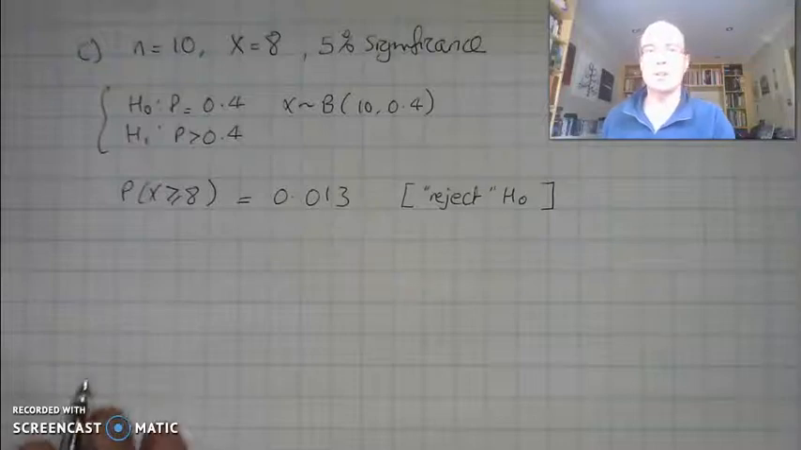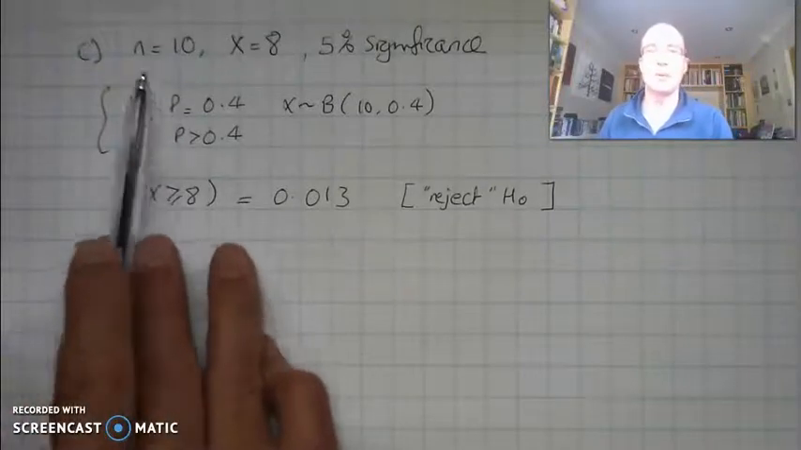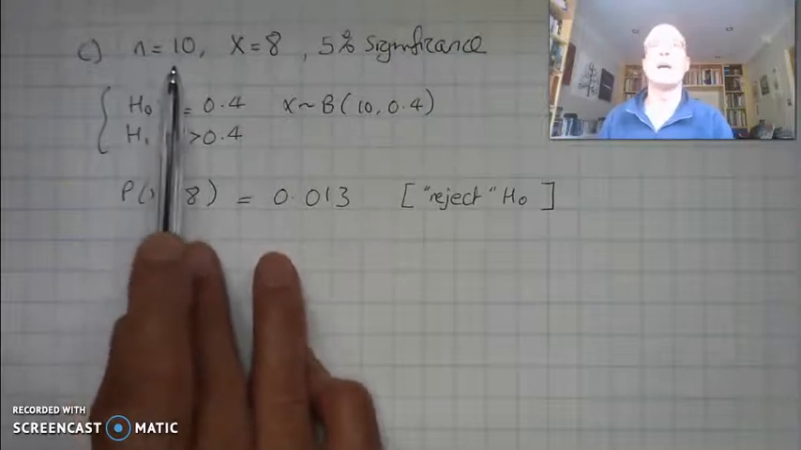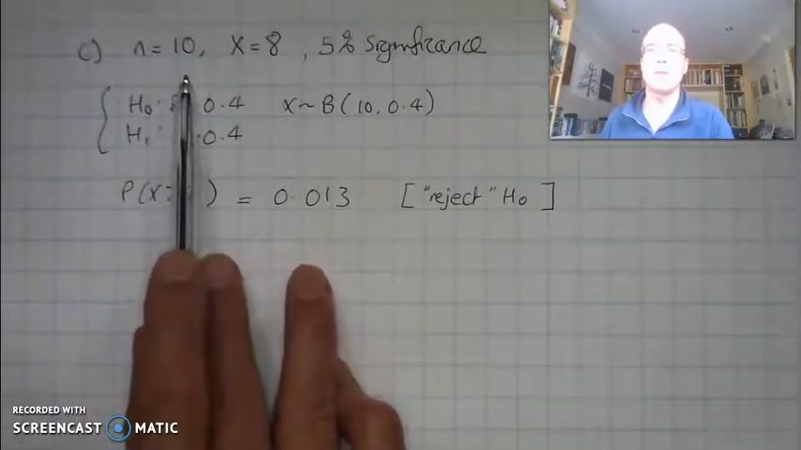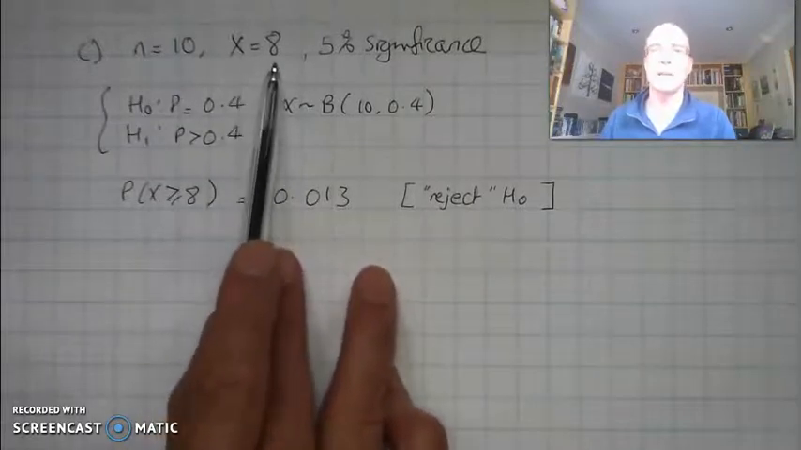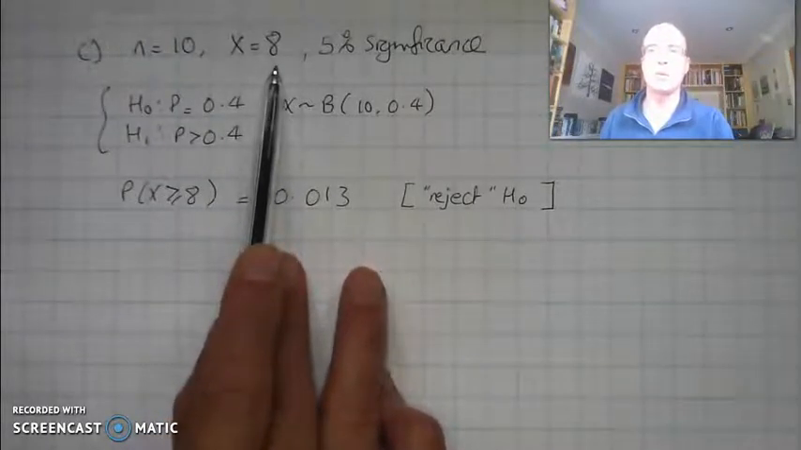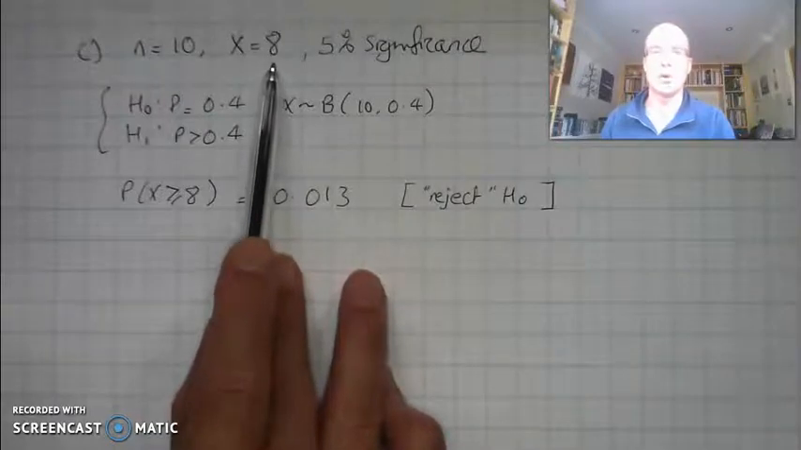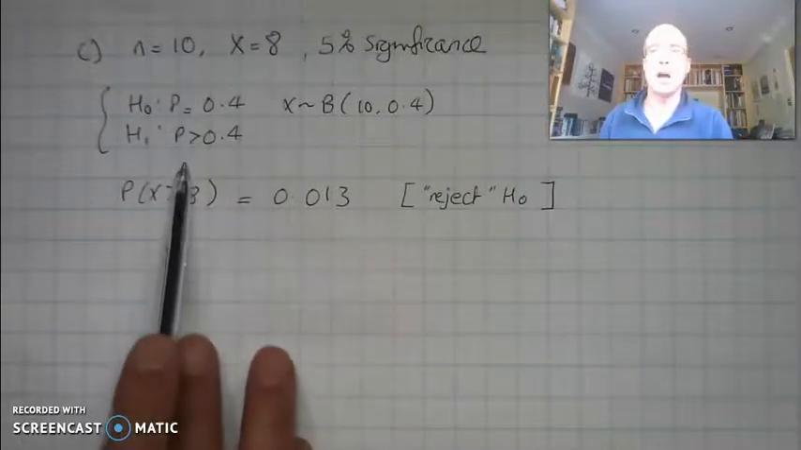In the example we've just looked at, we had a number of diners, in this case 10 people, and we tested them to see what their preference was for organic food. In the example, we had x equal to 8, so we'd found 8 people with a preference for organic food, and we carried out a hypothesis test.